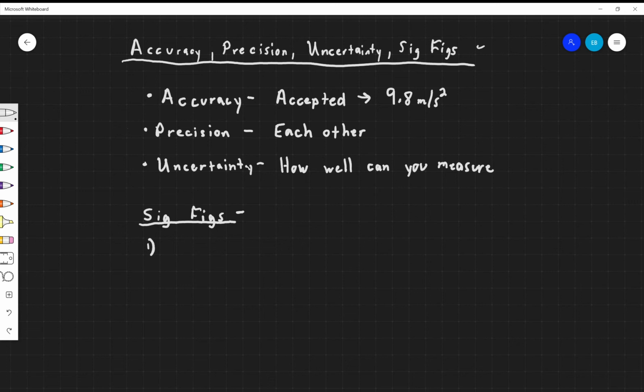So what you do is you start at the left side of the number and count the digits. The number of digits you have are the number of sig figs, with the exception of zeros. Zeros kind of make things a little bit confusing sometimes. So with zeros, placeholders are not significant.